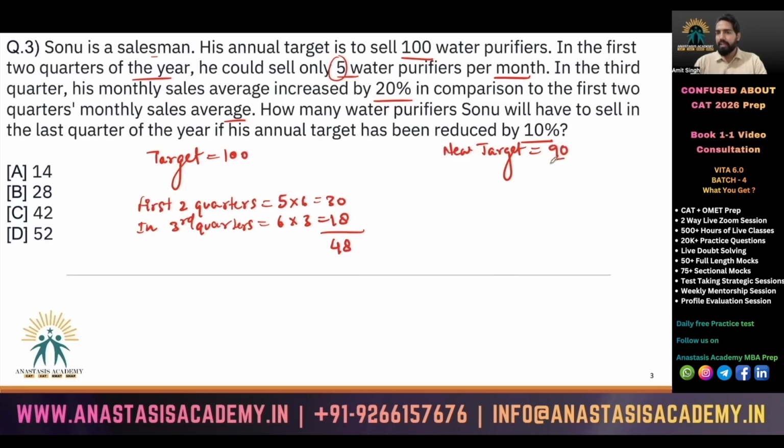Now his new target is 90. So how many water purifiers does Sonu have to sell in the last quarter? So if I subtract it from the new target, I get 42 as the target for the last quarter. So the correct answer to this question would be option C.